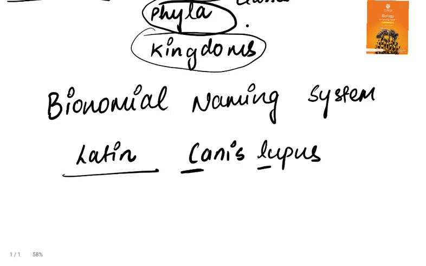When you write the Latin name, you cannot write it in italics. Very important: one-mark questions can be asked whether it can be written in italics or not. It cannot be written in italics, so you should underline it. Whenever you are writing it, please underline it. The genus can be abbreviated like C. lupus.